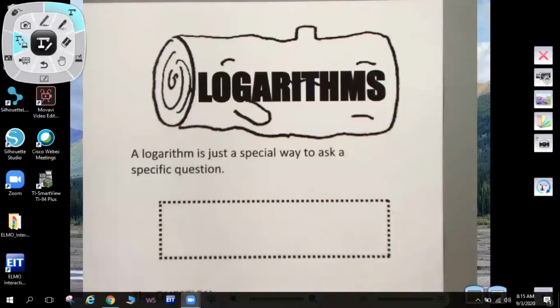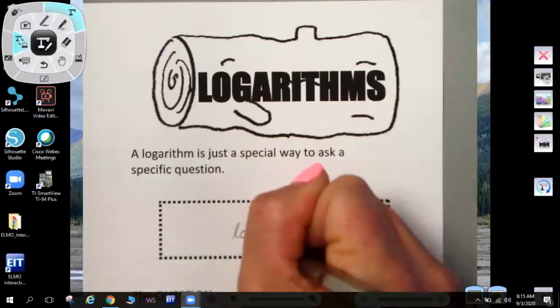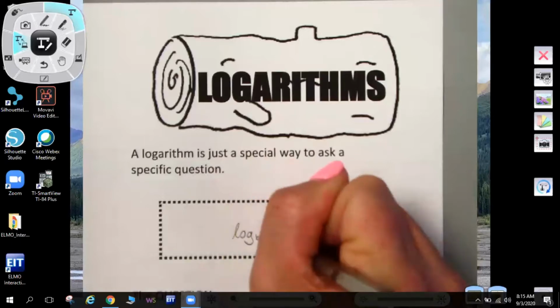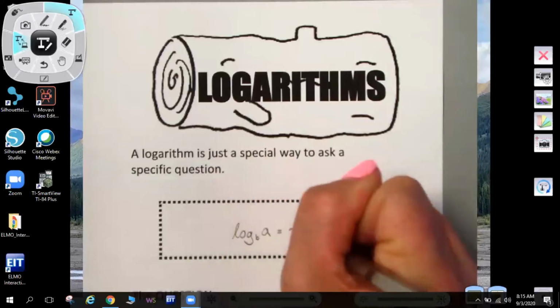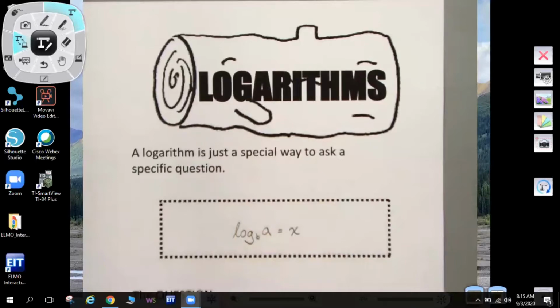What a logarithm looks like is this: log base b of a equals x. So the b is a subscript. It should be smaller and lower than all the other letters.